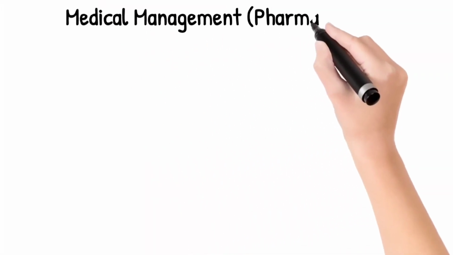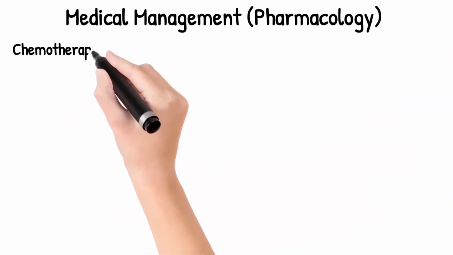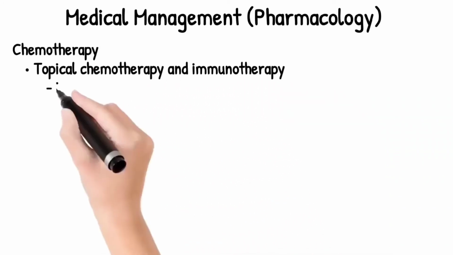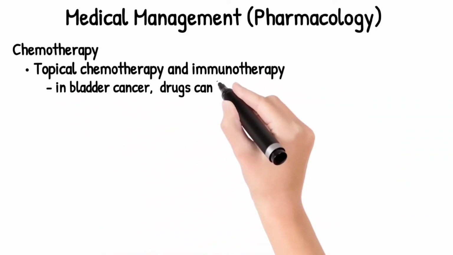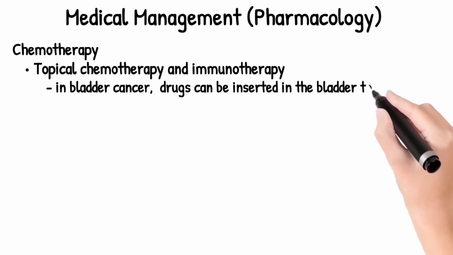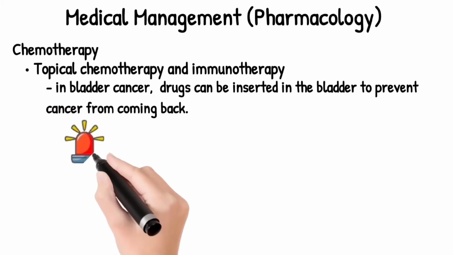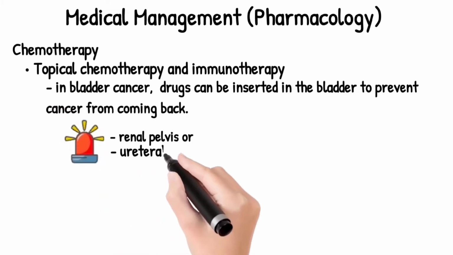For the medical management, we have chemotherapy. Under this we have the topical chemotherapy and immunotherapy. In bladder cancer, drugs can be inserted in the bladder to prevent cancer from coming back, but they are not often used for renal pelvis or ureteral cancer.